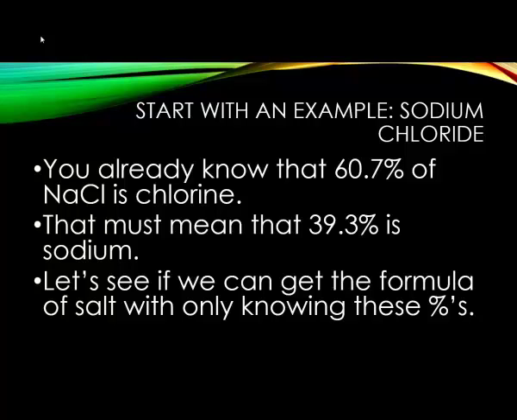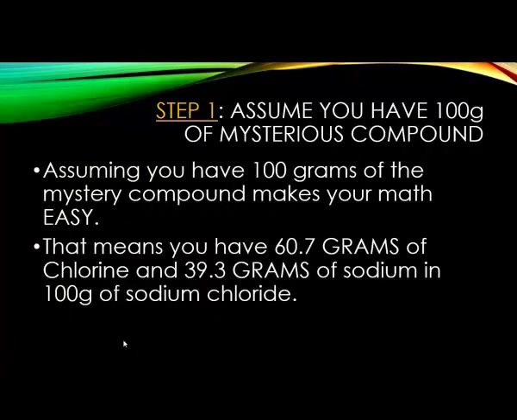Well, let's see if we can take those two percents and turn them into the formula NaCl. Alright, so you may want to jot down in your notes this percent, 60.7, and that is the percent of chlorine, and 39.3, that's the percent of sodium. And let me show you how you can actually get to the formula just based off of the percent. So write down this for step 1.